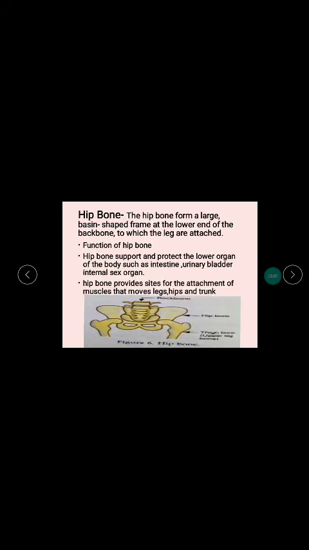Now come to the hip bone. Hip bone forms a large basin shape at the lower end of the backbone to which the legs are attached. What is the function of the hip bone? Hip bone supports and protects lower organs of the body such as intestine, protects the urinary bladder, and also helps the internal sex organs. Hip bone provides sites for the attachment of the muscles that move legs, hips and trunk. So these are the parts of the skeleton. Next onward we will discuss the joints of the body. Thank you.